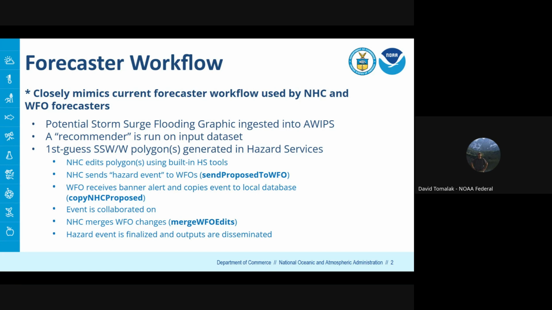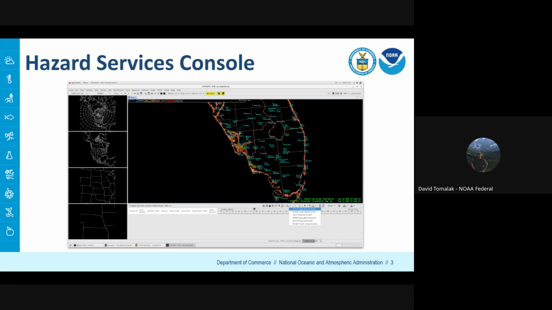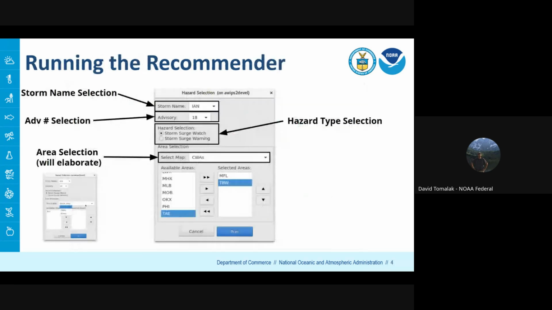So let's break this down. Why don't you click to the next slide there? This is going to be within that Hazard Services console. In this slide, we have that potential storm surge flooding graphic that was ingested. It's a NetCDF into AWIPS. We have Hazard Services loaded. And the forecaster is getting ready to use the storm surge recommender, which is down in the bottom right. You can see the selection that he has. So let's click to the next slide.